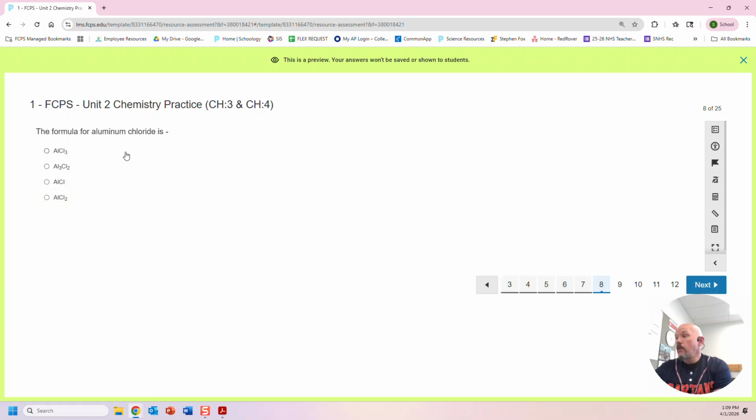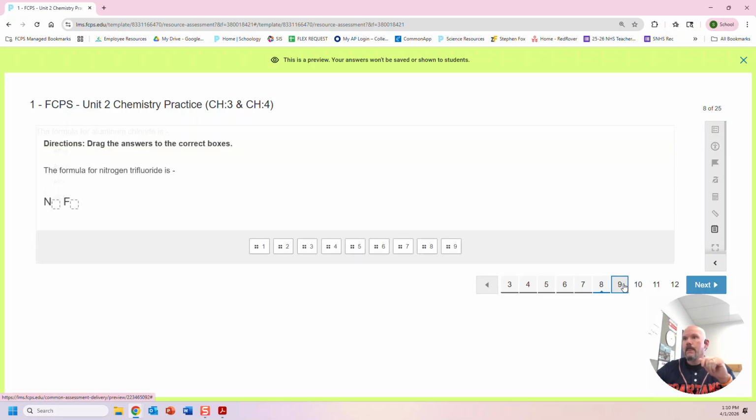All right, the formula for aluminum chloride. All right, again, aluminum is a metal, so we have an ionic compound. All right, no Roman numeral. So this is where we have to reference our periodic table. Aluminum is a 3 plus ion, and chloride is a 1 minus ion. So you're going to need 3 chlorides and 1 aluminum, and so that would be this formula. This shows 1 aluminum, subscript 1, 3 chloride, subscript 3, right? Good.